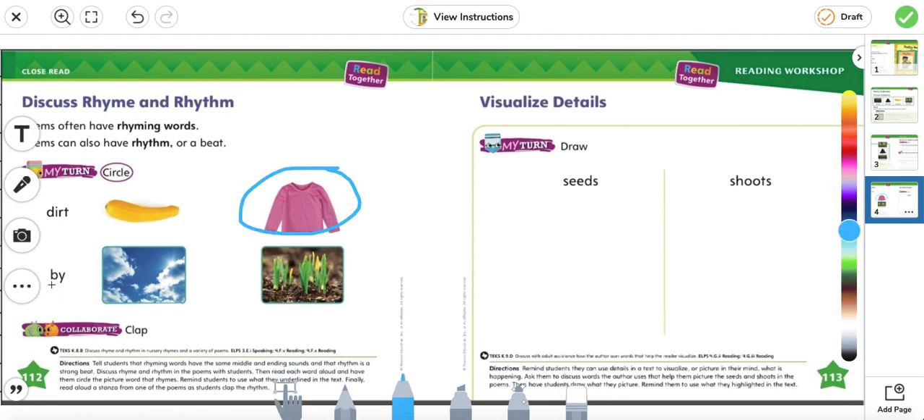Let's look at the next word. By. What rhymes with by? Sky or shoots? By, sky.